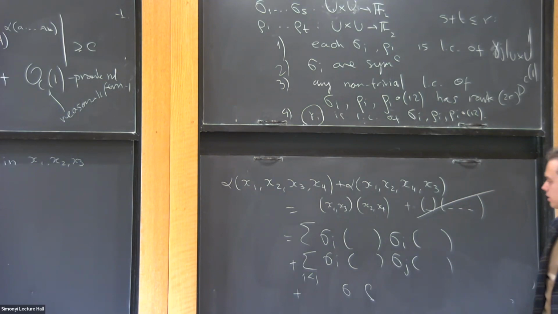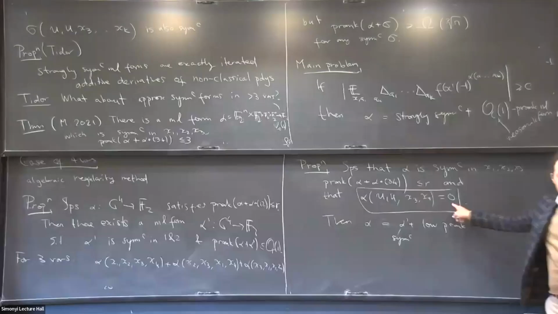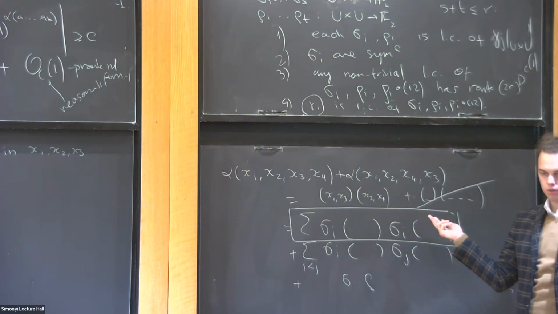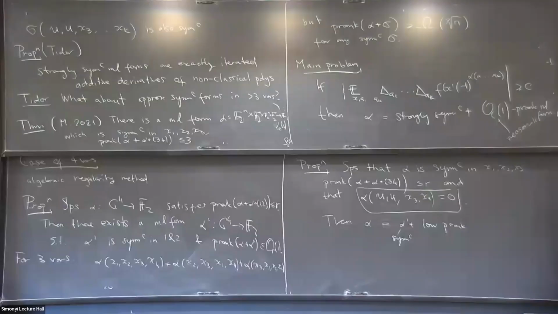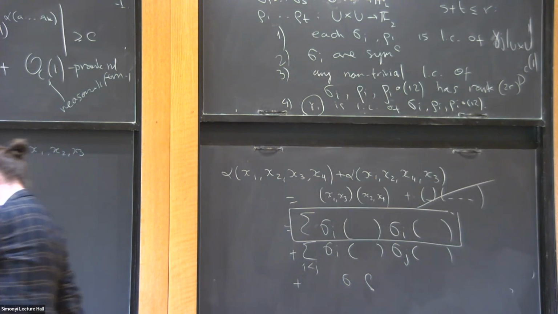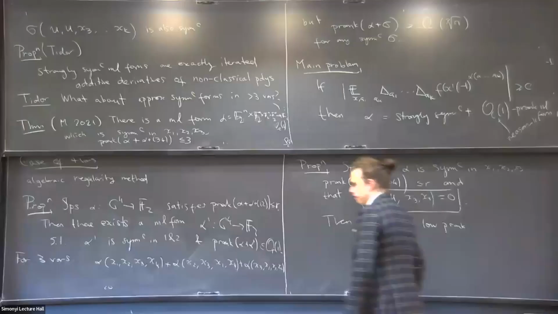So it turns out that one can do this without this highlighted condition here for all cases, except for this case here, when you have exactly two copies of the same symmetric form. And this condition here actually serves to kill off this case. So that's basically the way you prove this for four variables.